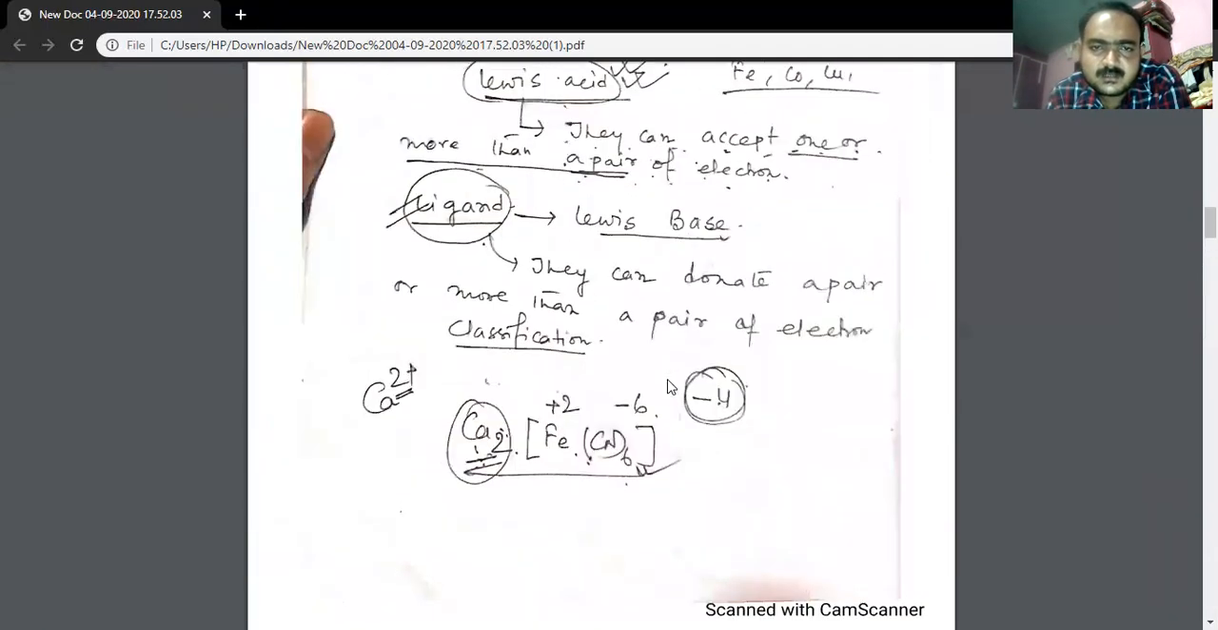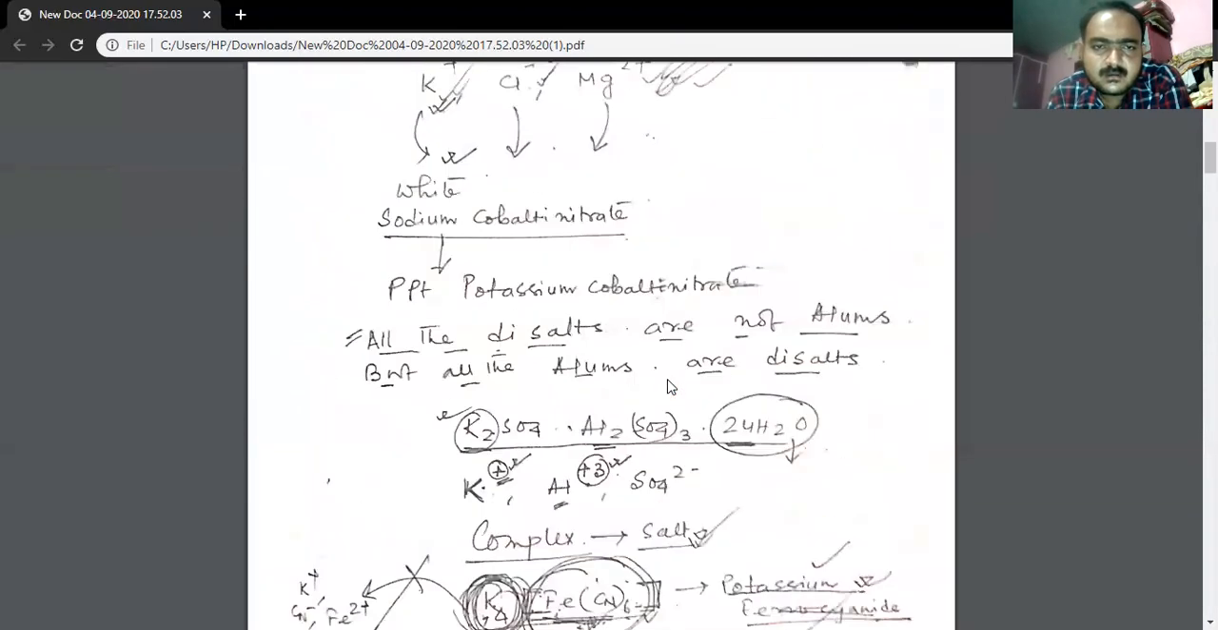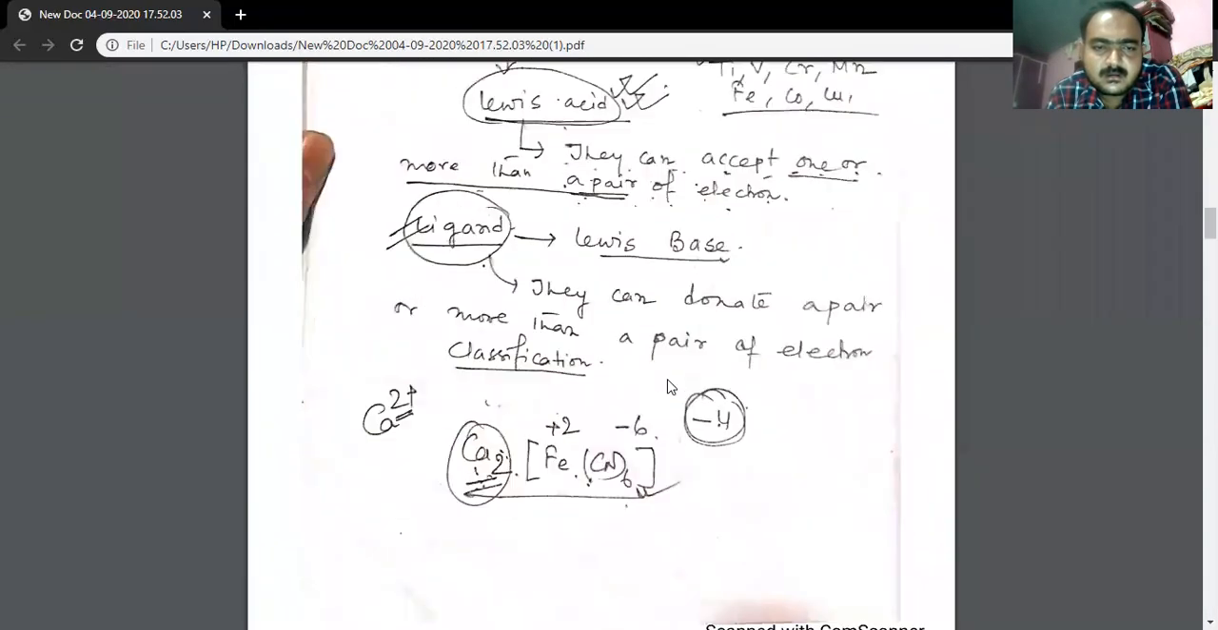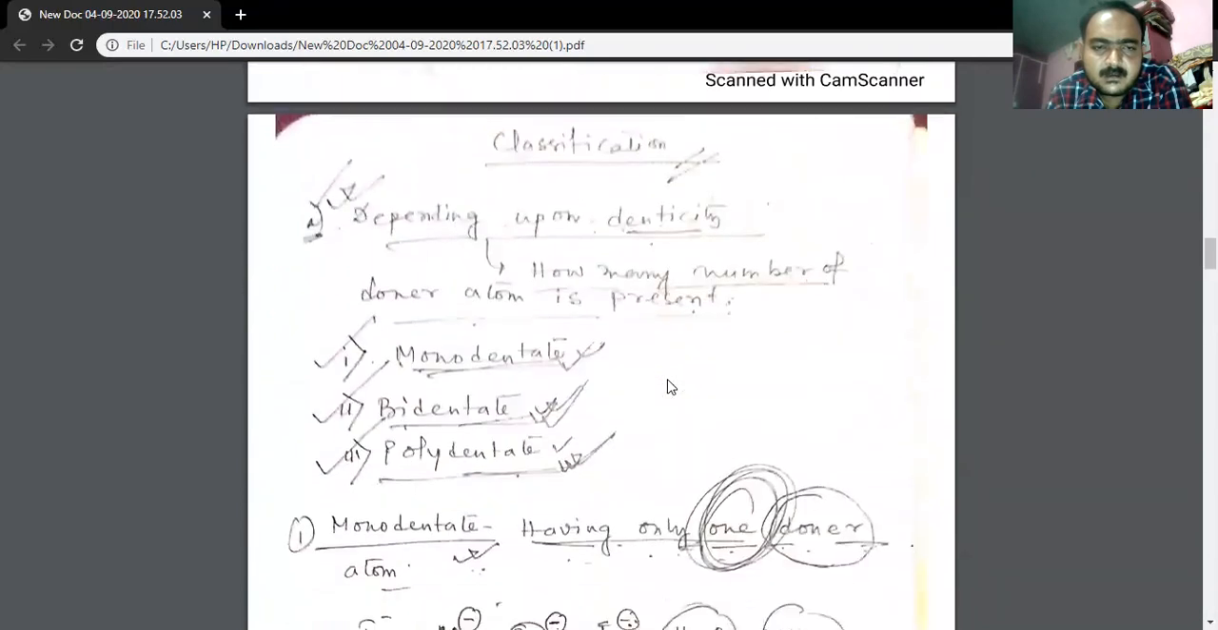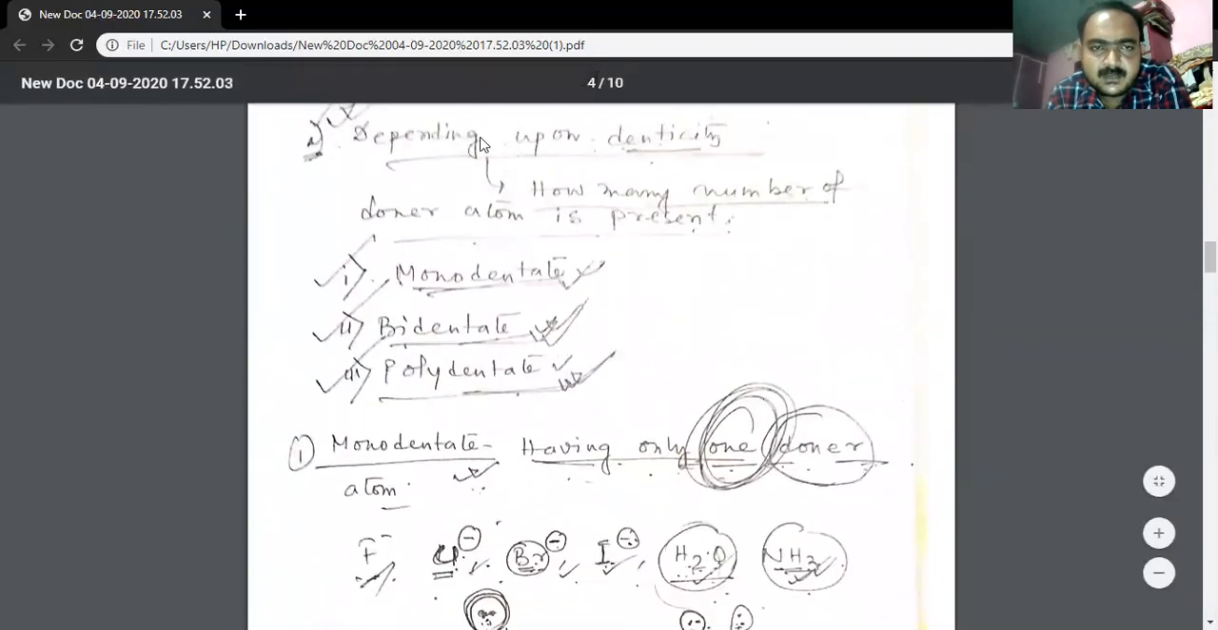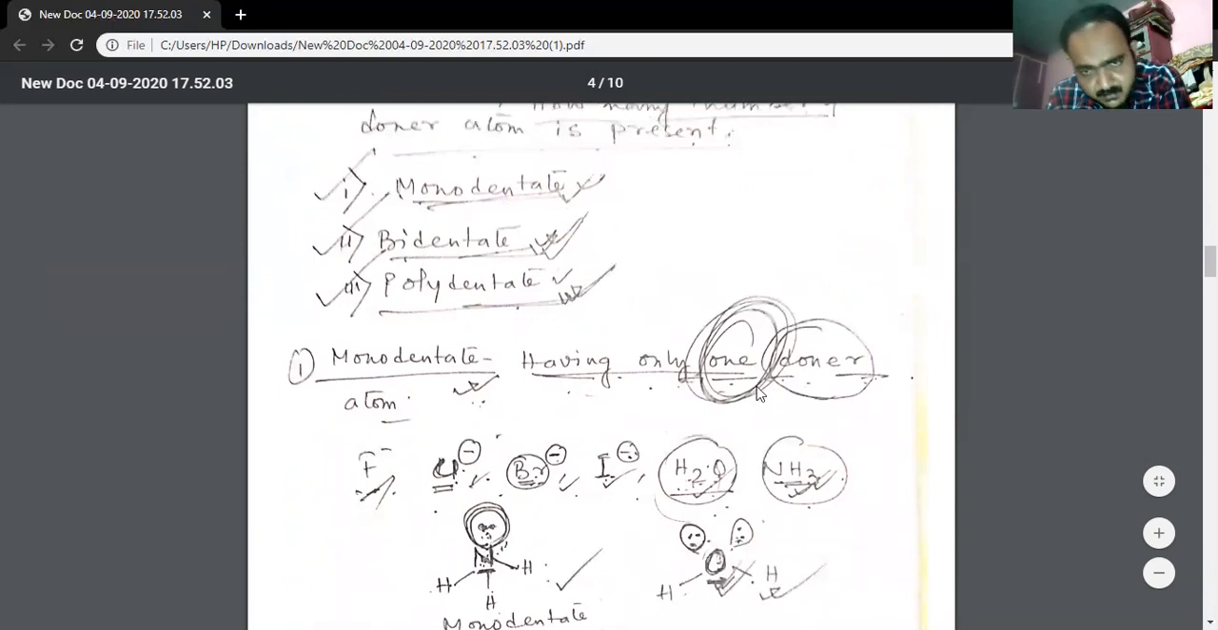So just to review, the classification of ligands depends upon the denticity. Denticity means how many donor atoms are present. So we go through the monodentate ligand. Monodentate ligand means having only one donor atom.